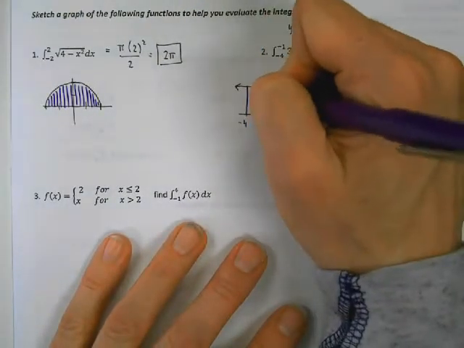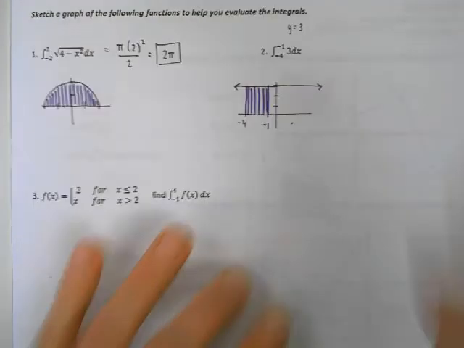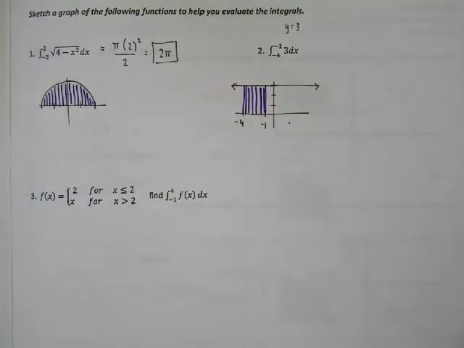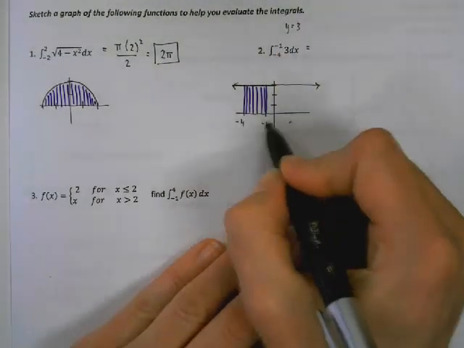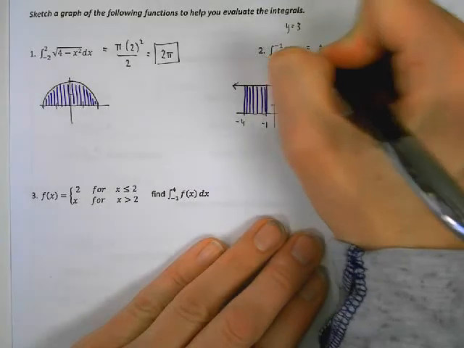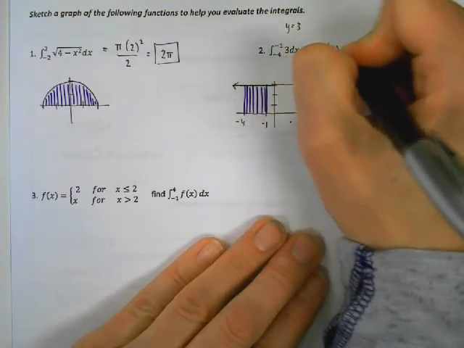Okay, again, a nice, easy shape to work with. I'm above the x-axis, so my area is positive. So now I just have a rectangle. The base of that I can see is 3 units wide. My height is 3, and so my area is 9.